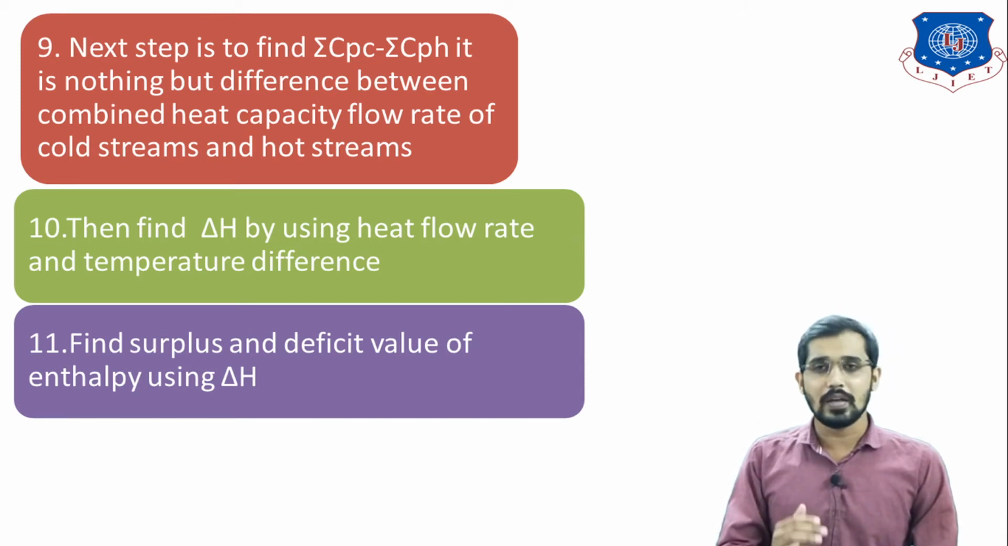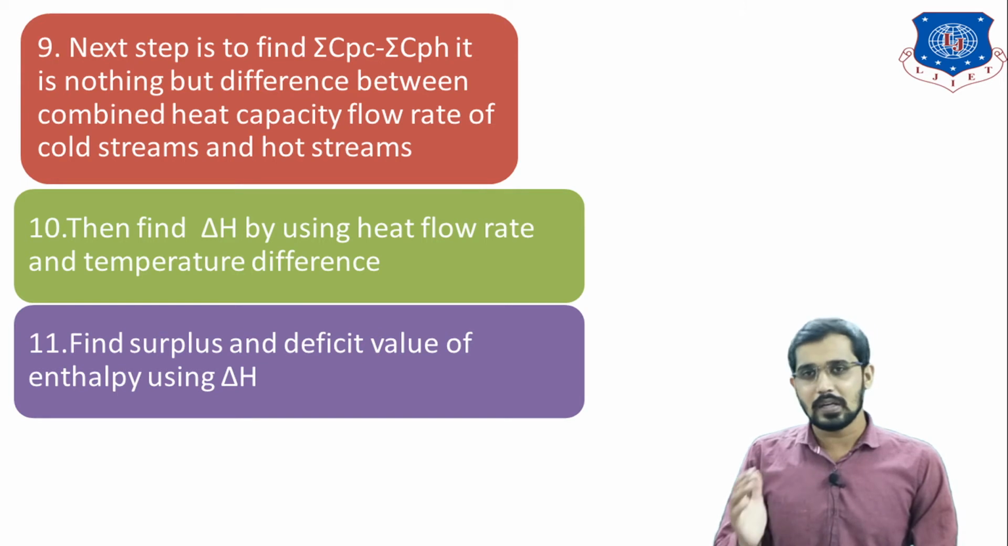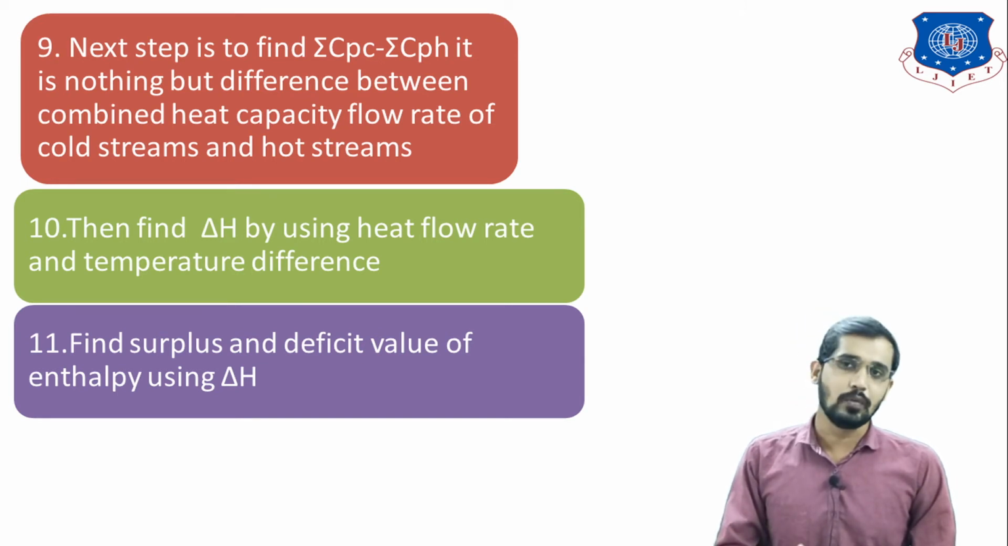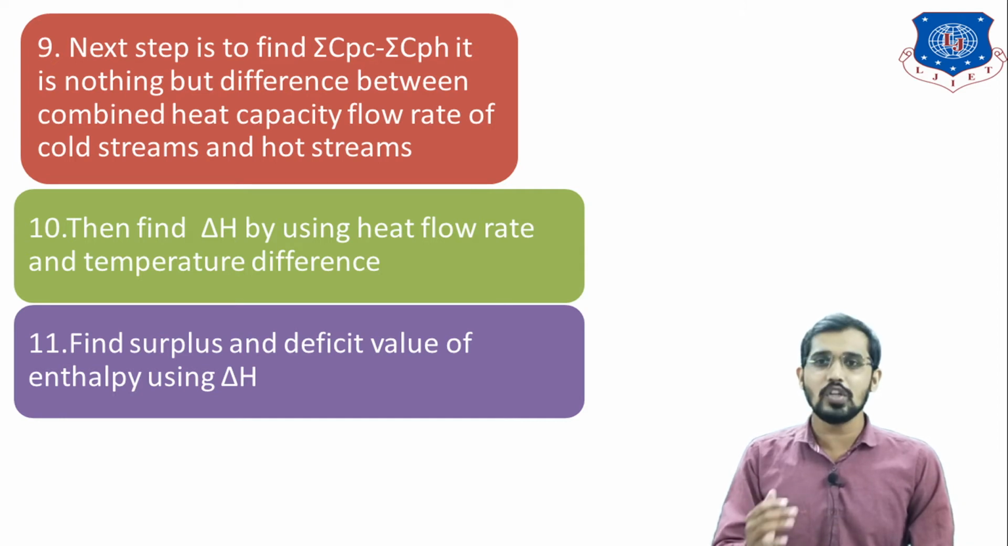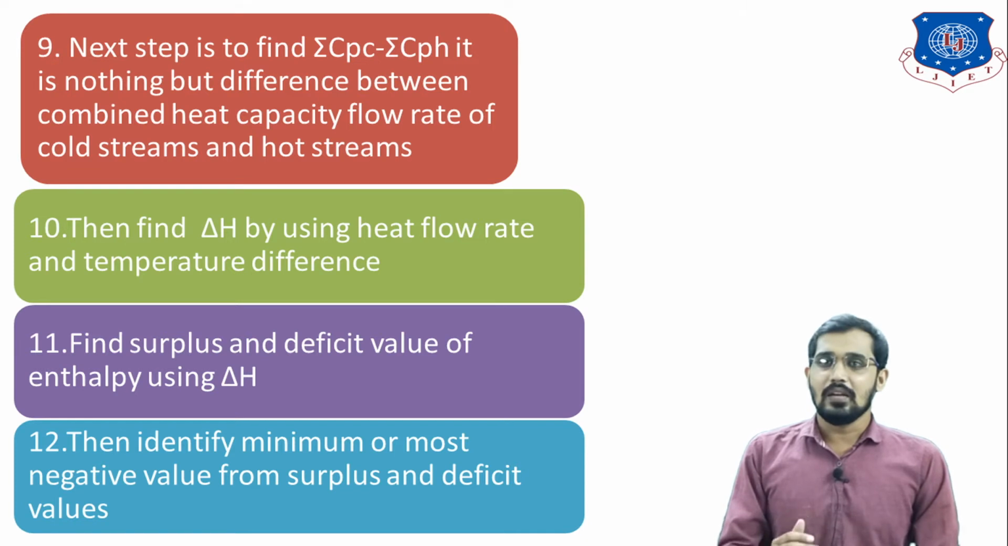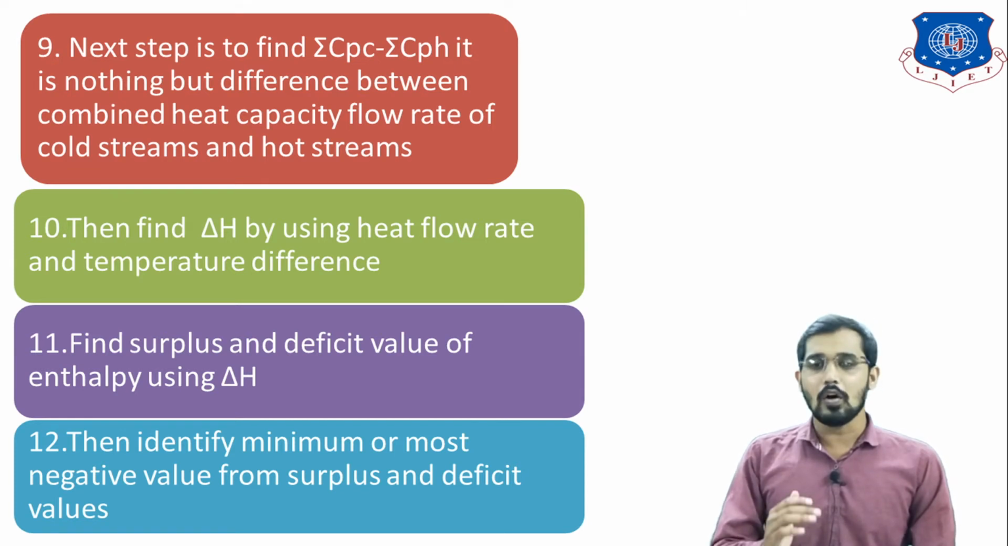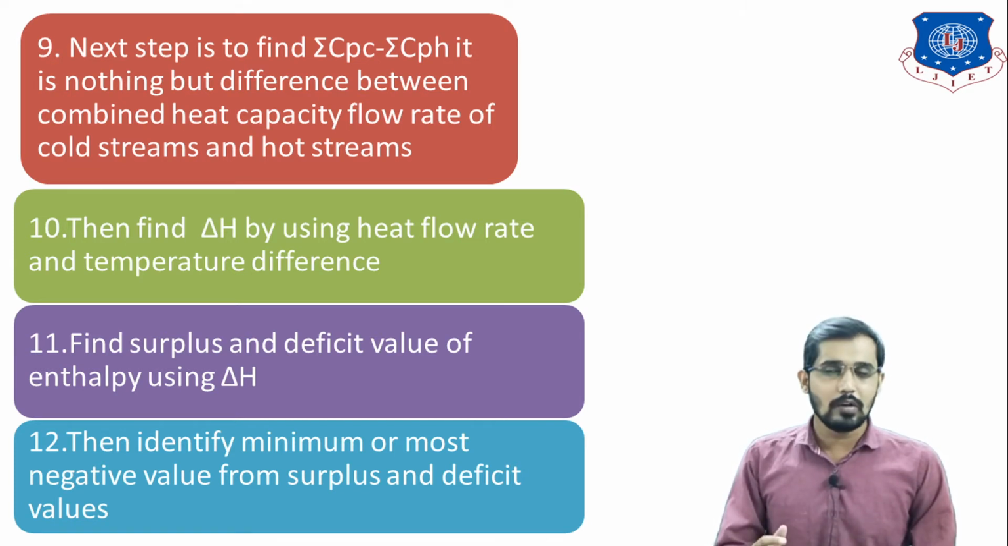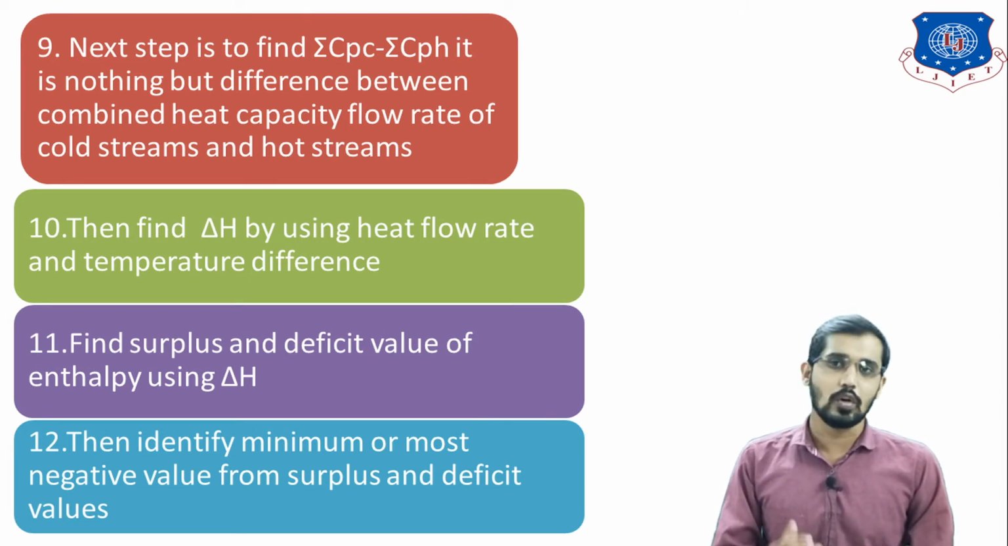So here you have to find the delta H value by using the shifted temperature and heat capacity flow rate. Now, in this column, you have to find the surplus or deficit value of the delta H. Then identify the minimum or most negative value. Minimum value means nothing but the most negative value from the surplus or deficit column.